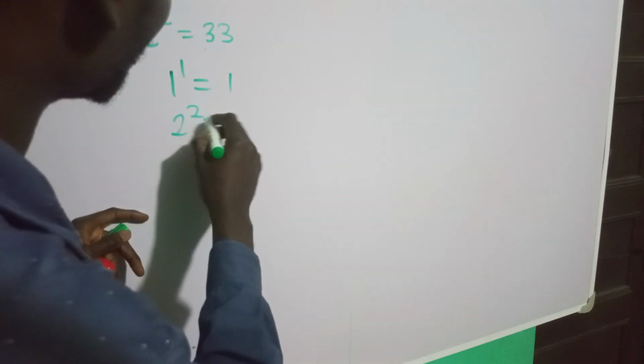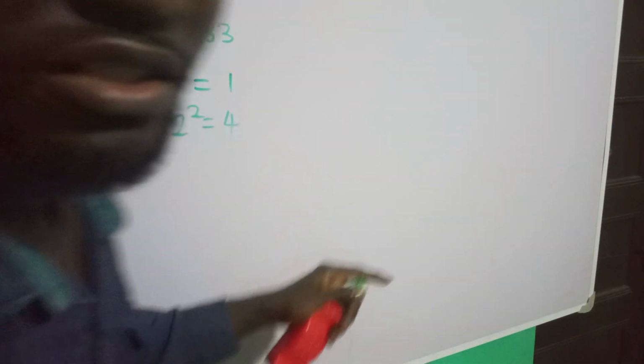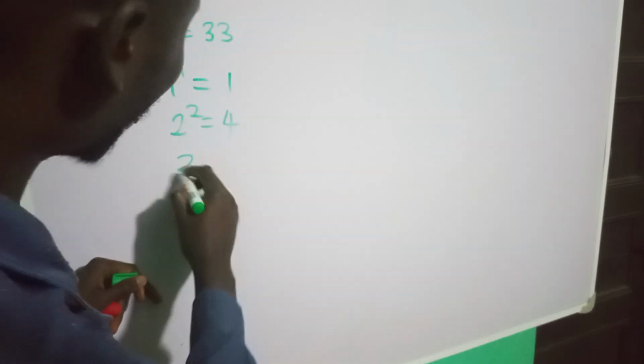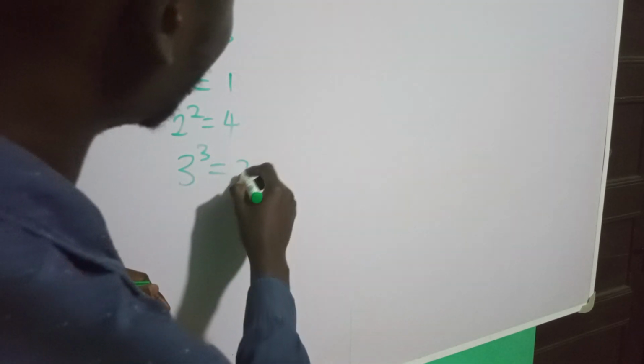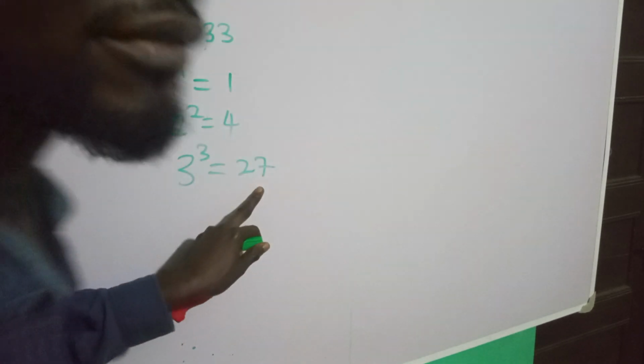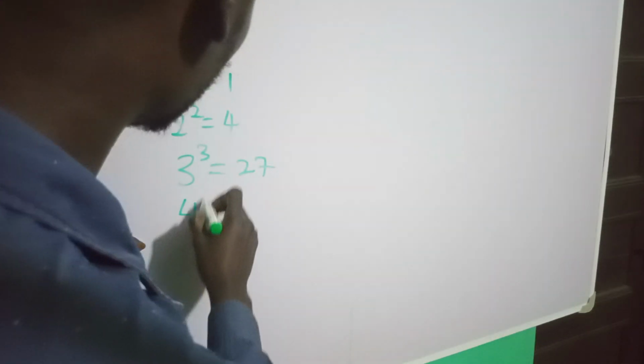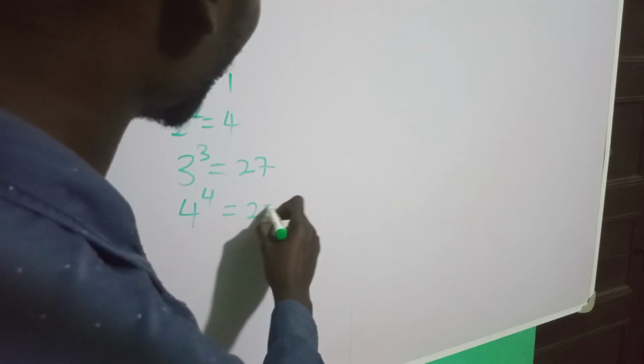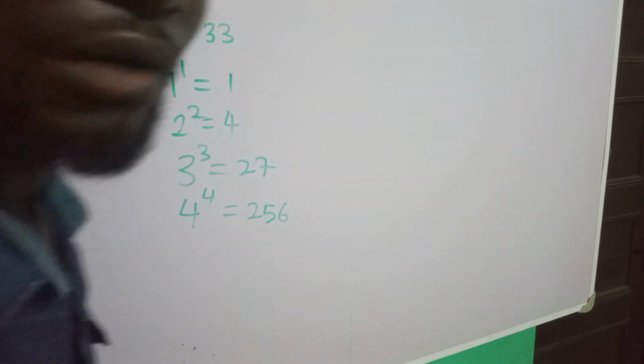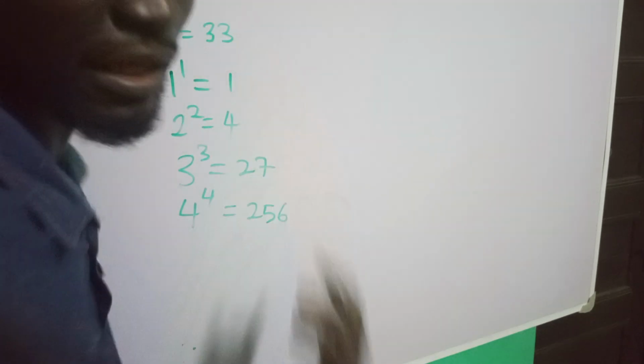So let us check 2 raised to power 2. 2 raised to power 2 is 4, and 4 is not up to 33. How about 3 raised to power 3? This is 27. 27 is not up to 33. So let us check 4 raised to power 4. 4 raised to power 4 is 256. Now, 256 is bigger than 33.